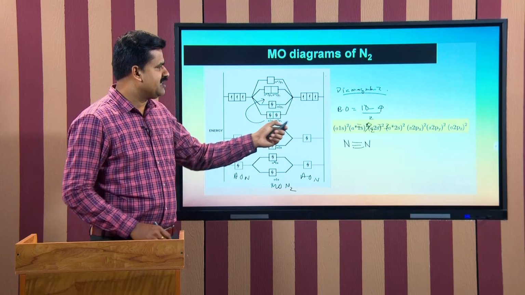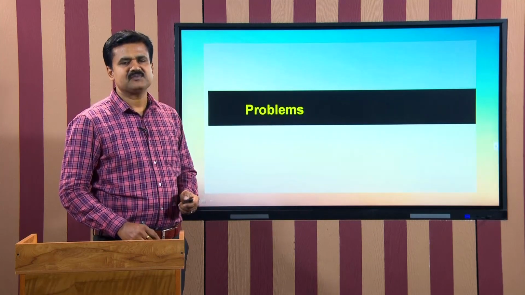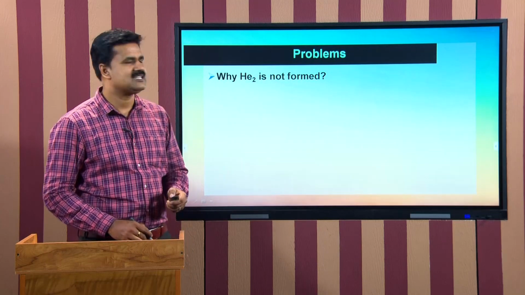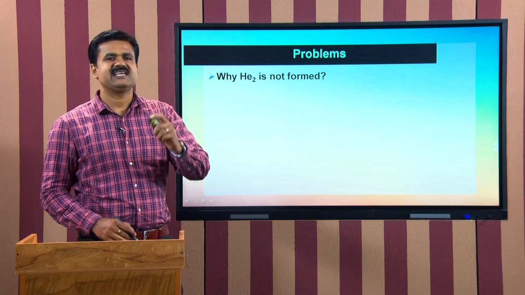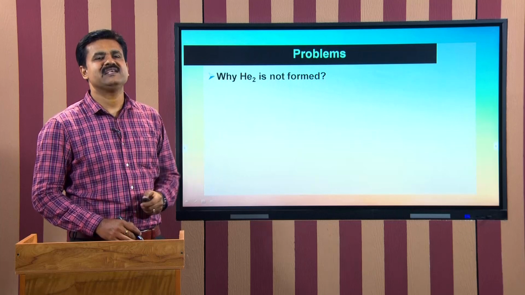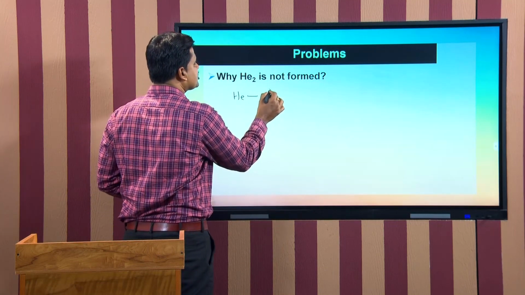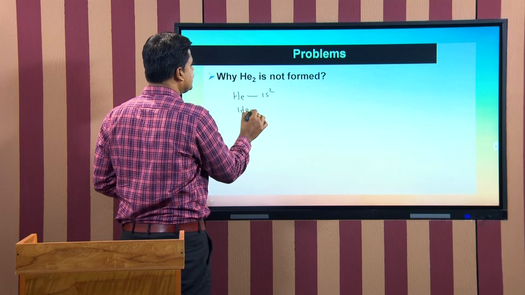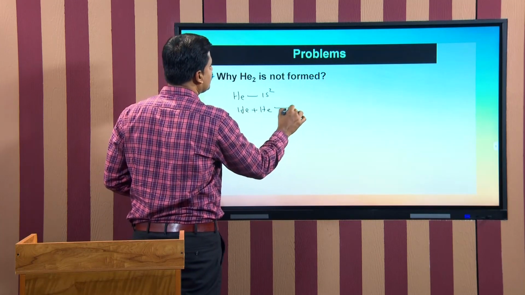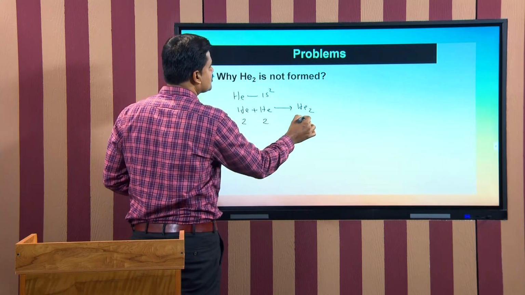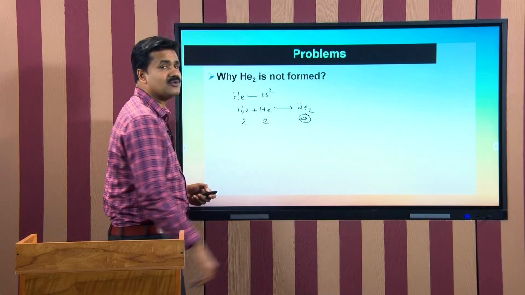Now we know the configuration and all the other arrangements. Finally, we are moving on to some simple problems based on the molecular orbital theory. The first question is why He2 is not formed. We know helium has the configuration 1s2. So He2 can theoretically be formed by the combination of two helium atoms. Here 2 electrons, here also 2 electrons. So in He2 we have to accommodate 4 electrons.